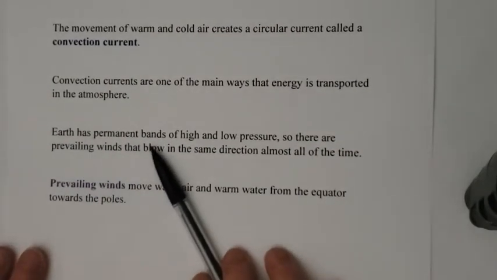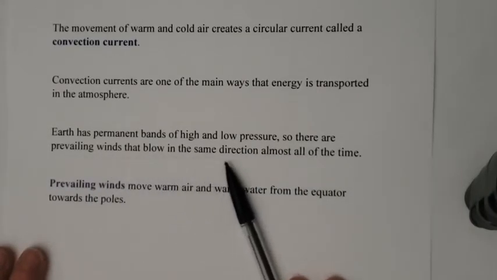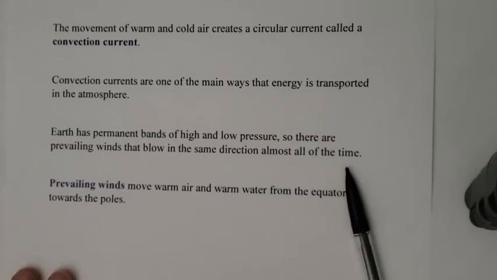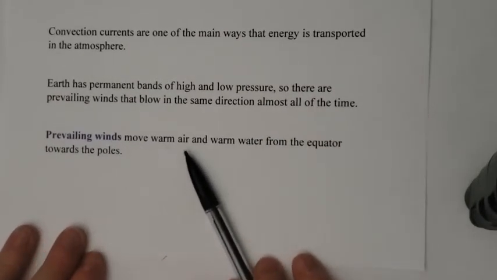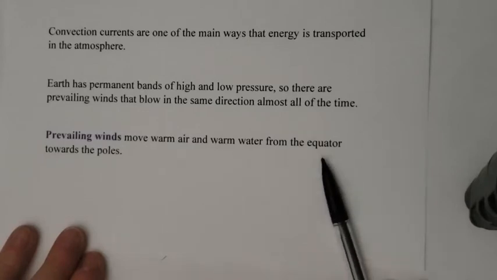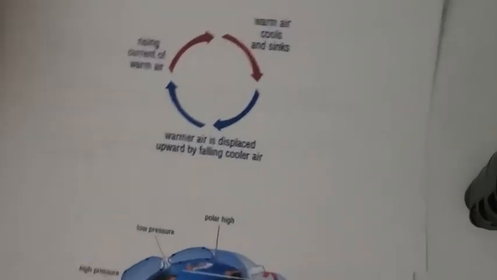Earth has permanent bands of high and low pressures, so there are prevailing winds that blow in the same direction almost all the time. Prevailing winds basically move warm air and warm water from the equator towards the poles. So I just want to look at two pictures here.